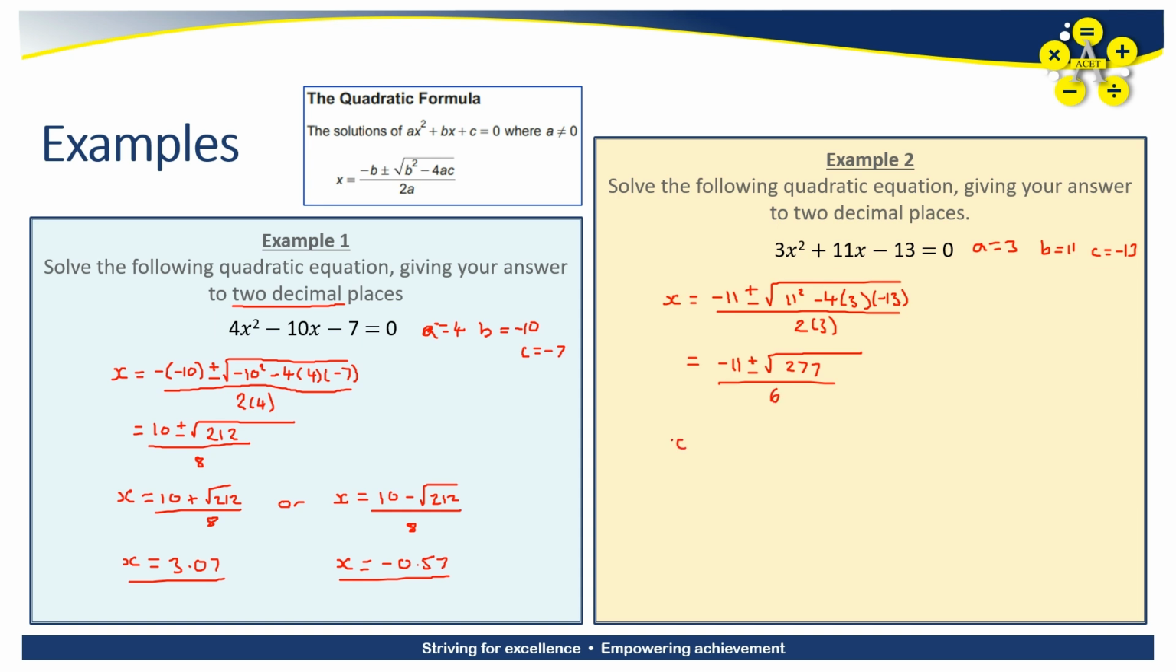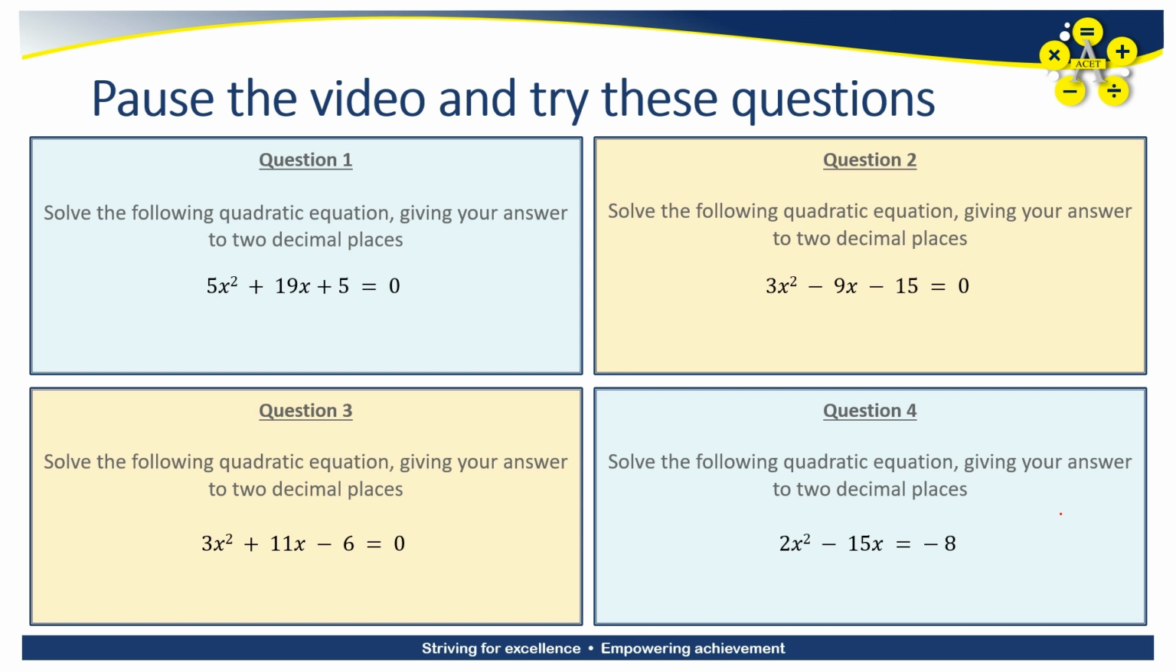Okay, so we need to separate this out into its parts at this point. So negative 11 plus root 277 all over 6. Or we've got x equals minus 11, subtract that square root of 277 all over 6. This first one can go into your calculator and you're going to get 0.94. This second one goes into your calculator and your final solution is going to be negative 4.61. Okay. Over to you then, ladies and gentlemen.